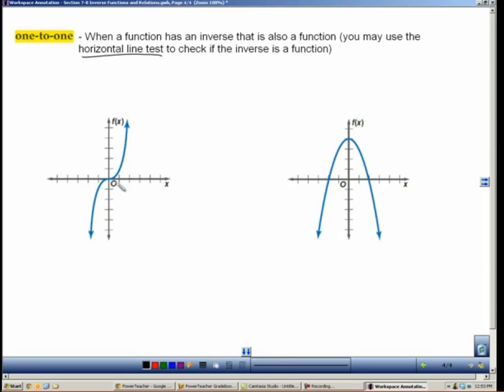So in this example, if I take a horizontal line and I slide it up and down here, I notice that it never touches more than one point at the same time. So then this inverse would be a function. But if I use a horizontal line test like that horizontal line, it touches two places, then we say that this inverse is not a function. And that works when you're trying to find out if an inverse is a function.